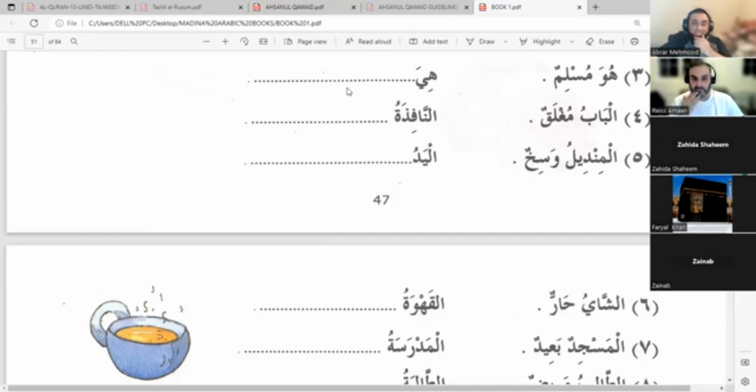An-nafidhatu. An-nafizatu. Open? An-nafidhatu meaning the something is mughlaqa. Make that word feminine. Mughlaqatun. Yes. Mughlaqatun. So a bit of clarity in terms of the pronunciation. Mughlaqatun. Mughlaqatun.